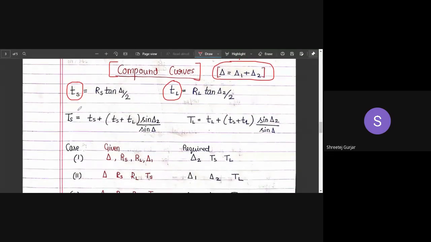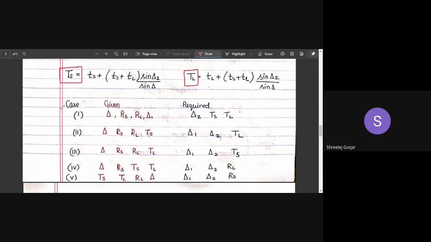Then we have the larger tangent length of the shorter curve. Similarly, we have this formula for the longer tangent length of the longer curve. If you go through this chapter, you will understand what TS, TL and all these are. We have derived all these things. Then we have learned 5 cases, if you recall. Depending upon the given elements, we have derived the remaining 3 elements. Each case is similar to the other.